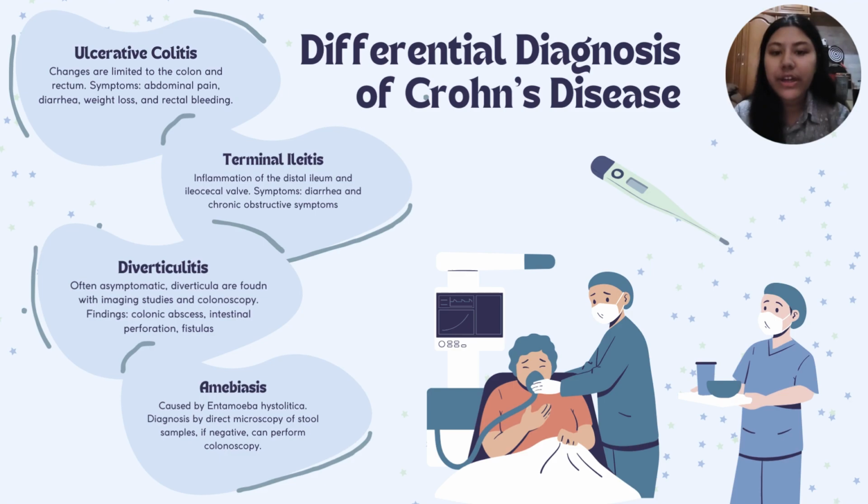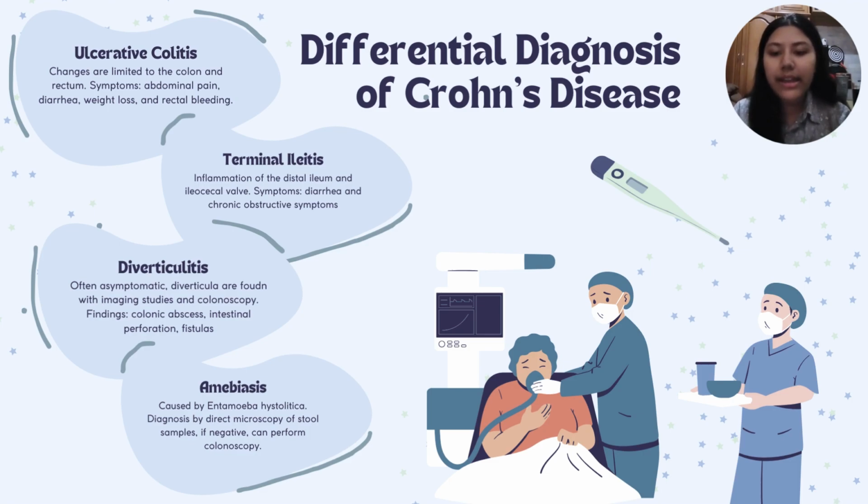The first one is ulcerative colitis, which is a disease that falls under the category of chronic inflammatory bowel disease together with Crohn's disease. The symptoms include abdominal pain, diarrhea, weight loss, and rectal bleeding. The difference between the two are, in ulcerative colitis, changes are limited to colon and rectum, while in Crohn's disease it can occur from mouth to anus and is usually more severe. Signs of continuous inflammation from rectum to anus, including erythema and mucosal friability, may indicate ulcerative colitis.